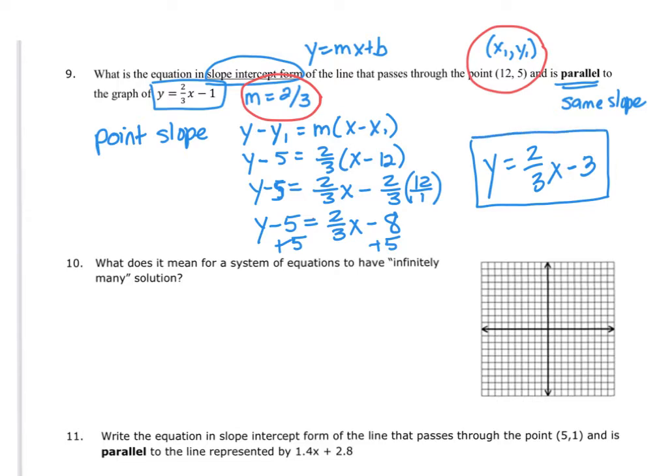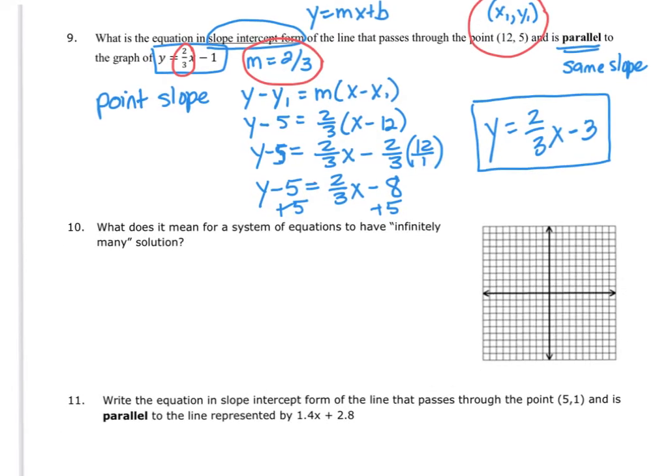Again, take it piece by piece. They're asking you for slope-intercept form, so you know you need to have it in y = mx + b. They gave you the point (x, y), which was (12, 5). They told you it was parallel to this graph. Parallel means they have the same slope, so we just pulled this slope from this equation, and then we plugged it in and solved for y to get us back into slope-intercept form from our original point-slope form. Pretty straightforward. It's a lot of steps, but it's straightforward.